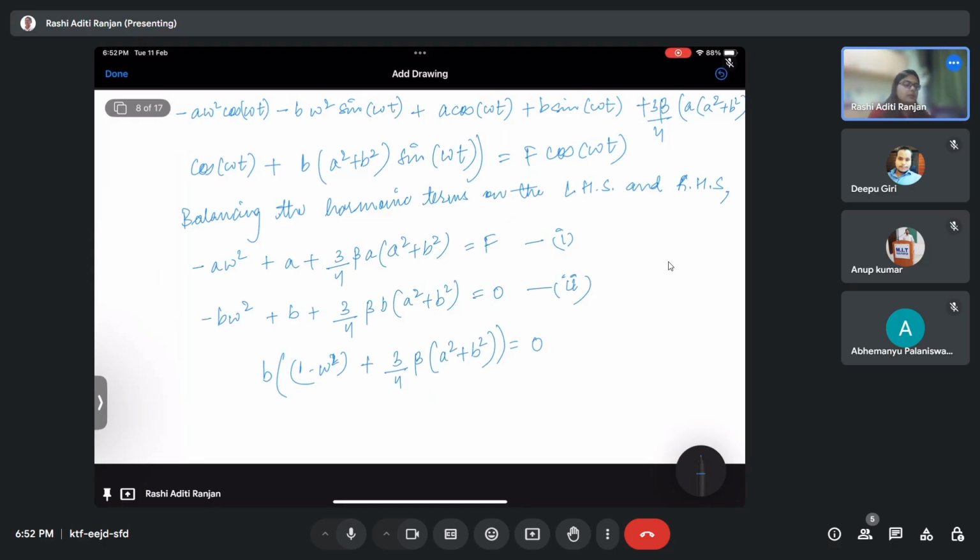One solution could be b is equals to 0. But that is not possible because we have considered that my solution is of the kind a cos omega t plus b sin omega t. So that is not possible for me. I will not consider that b is equals to 0. So if b is not equal to 0, then what will I get? I will get an expression.